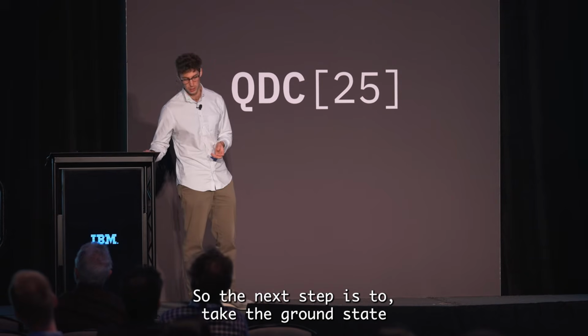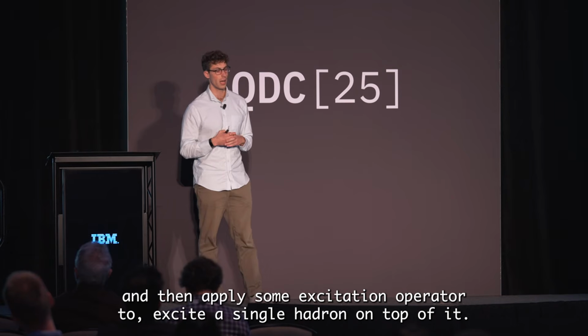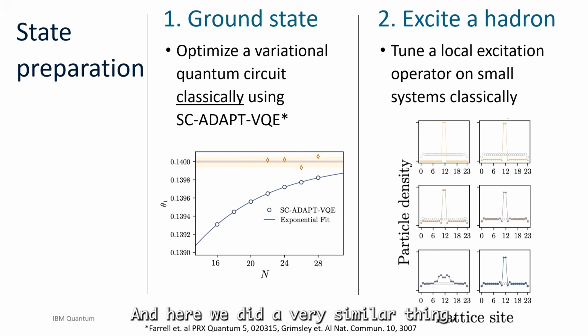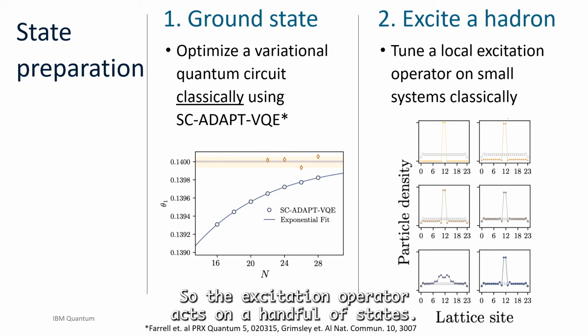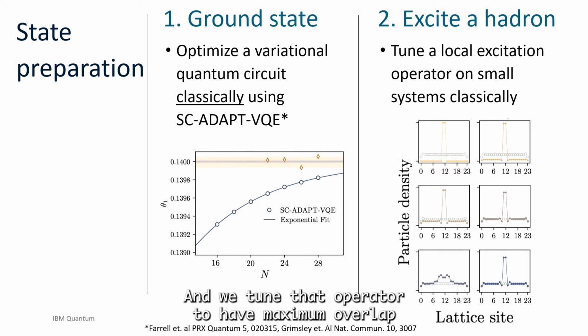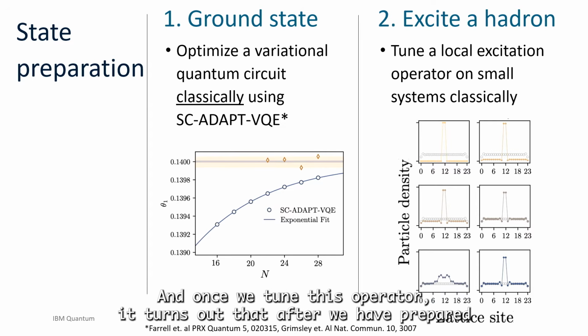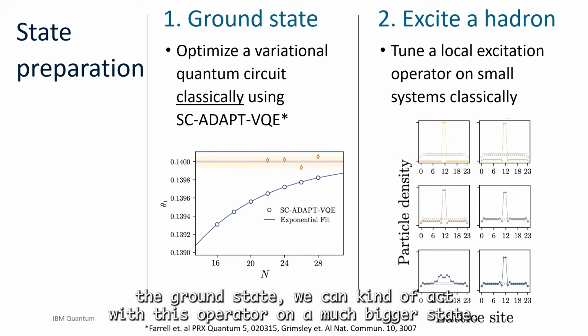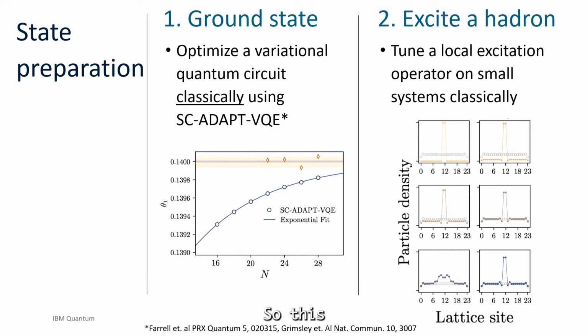The next step is to take the ground state and then apply some excitation operator to excite a single hadron on top of it. And here we did a very similar thing. So we tuned this excitation operator on small systems classically. So this excitation operator acts on a handful of states, and we tune that operator to have maximum overlap with just these single hadron states. And once we tune this operator, it turns out that after we've prepared the ground state, we can act with this operator on a much bigger state, and it's still going to prepare these single hadrons that we're after. So this tackles the problem of state preparation.